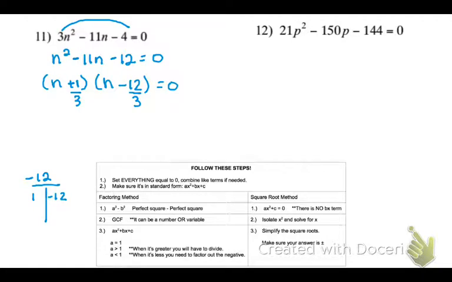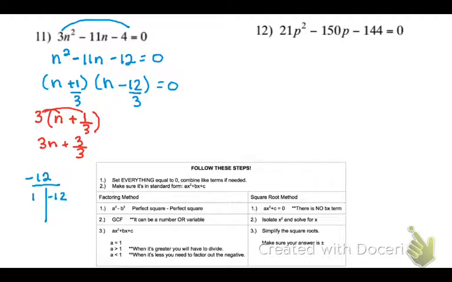So I'm going to show you the first time, and after that I'll just do it on its own. You're going to have 3 times n plus 1 over 3. That means you multiply it, distribute it in. You're left with 3n plus 3 over 3. But this 3 over 3 just cancels into a 1.